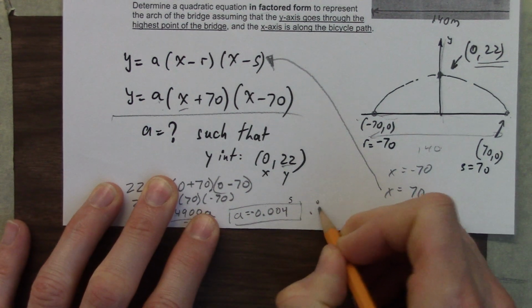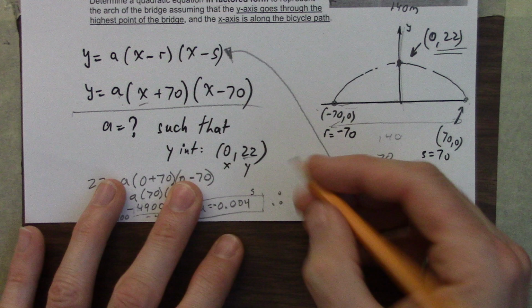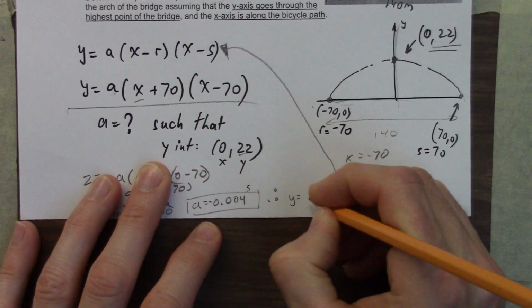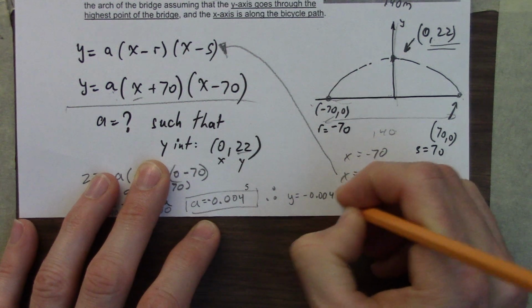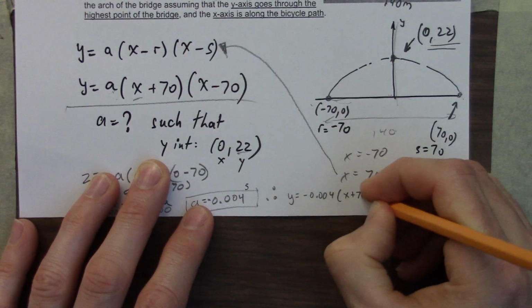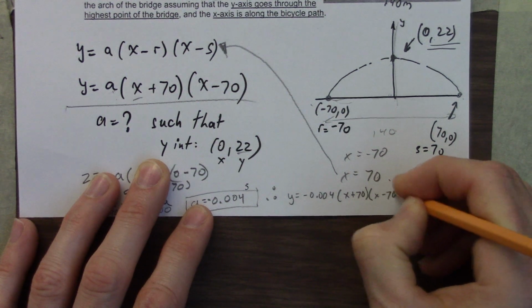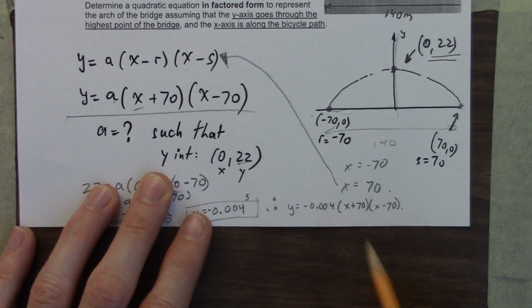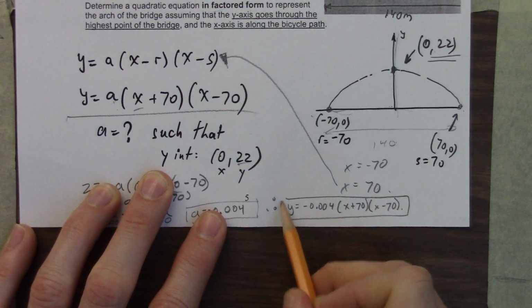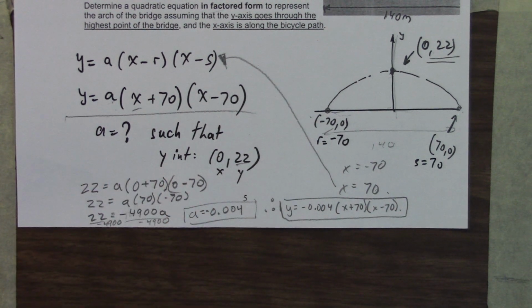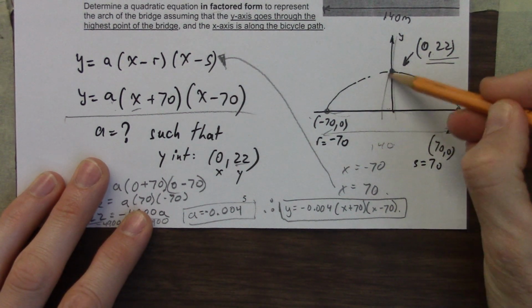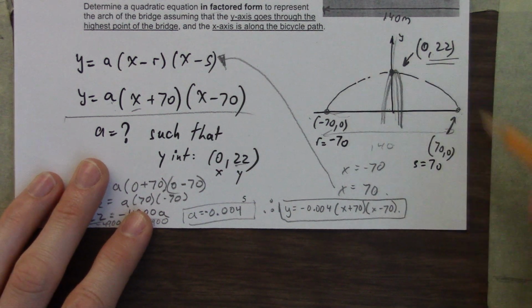So therefore, the formula for the archway is going to be y equals negative 0.004 times (x plus 70)(x minus 70). That's our final answer. Any questions? That is pretty compressed, right? That archway is super squished. That's why that A value is so low. If it was a normal arch, this is what it would probably look like. And there's no way they're making a bridge like that.